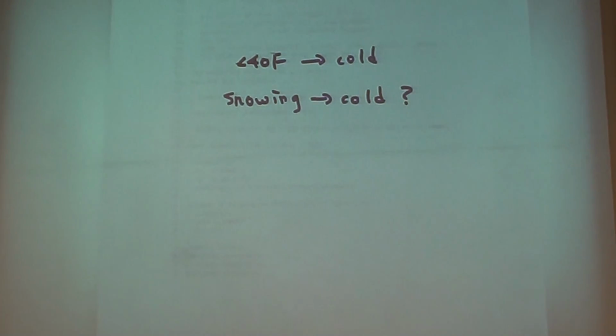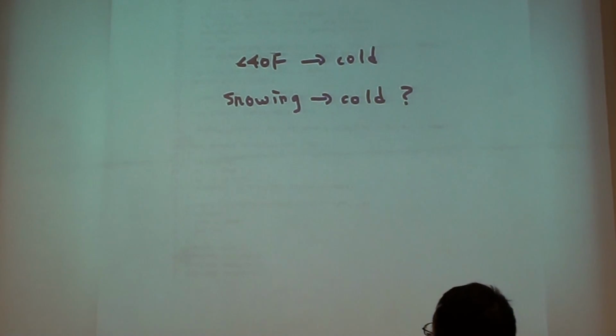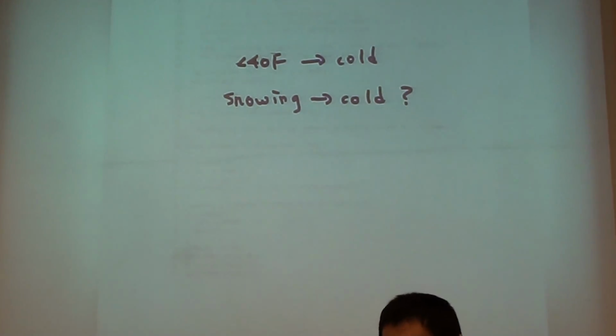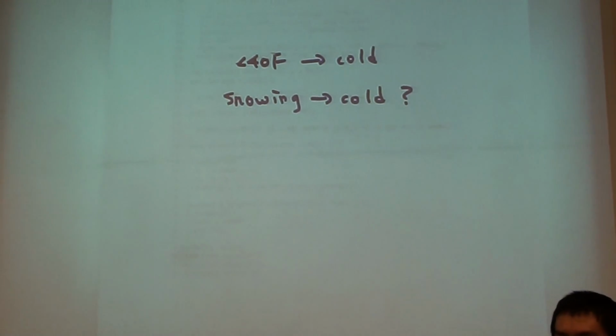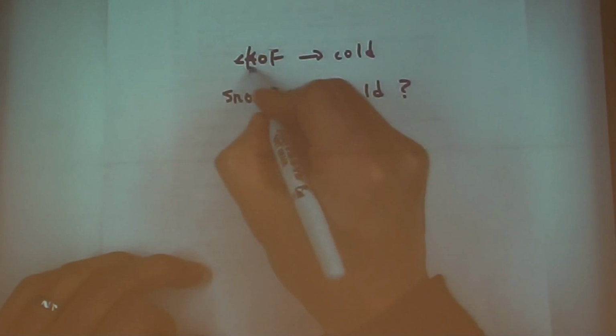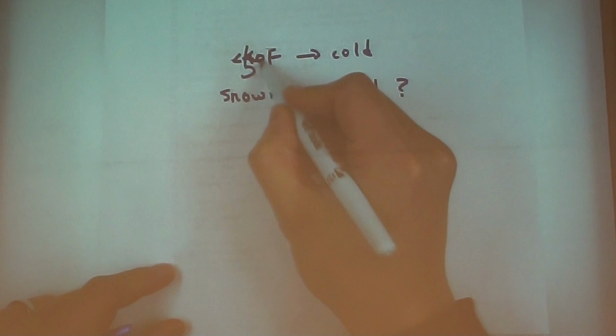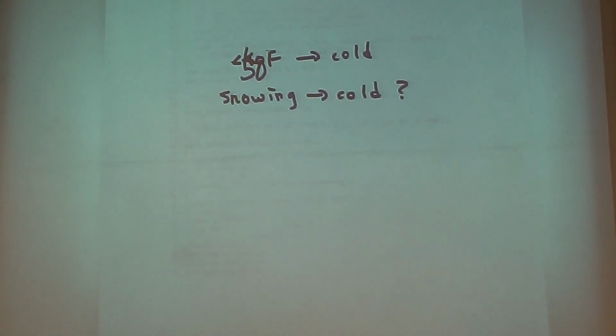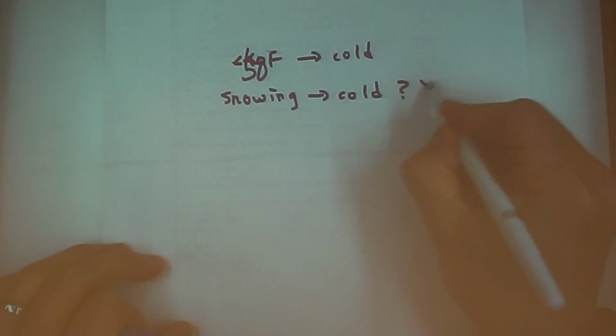No. Why not? Because it could be snowing when it's higher than 40. Okay, can it be higher than 40 degrees when it's snowing? Not really. You will be melted. Okay, 50 degrees, how's that? I don't think you can have snow when the temperature is above 50 degrees. Is that okay? So if you see snowing, does that mean it is cold? Any objection? You agree? Yes.